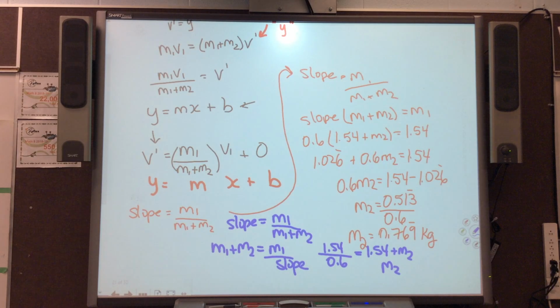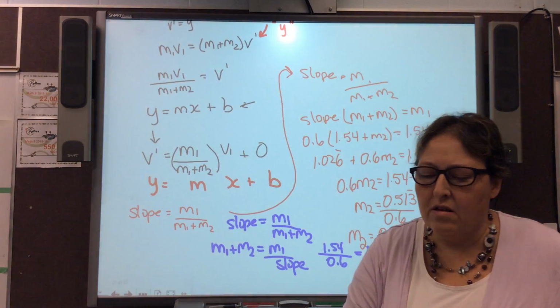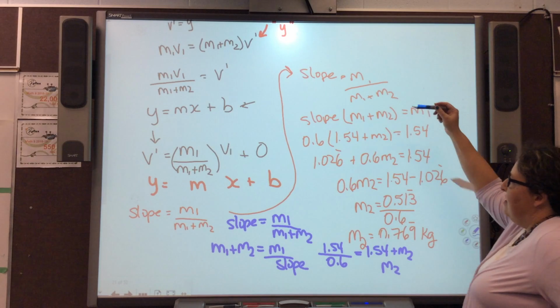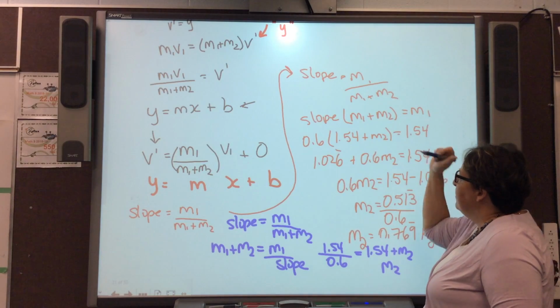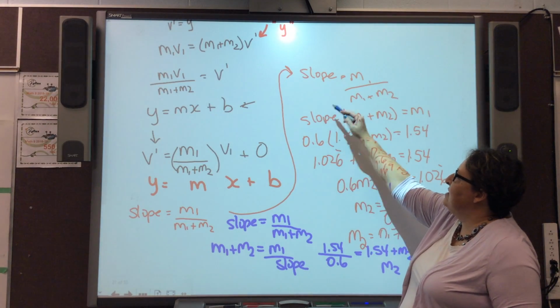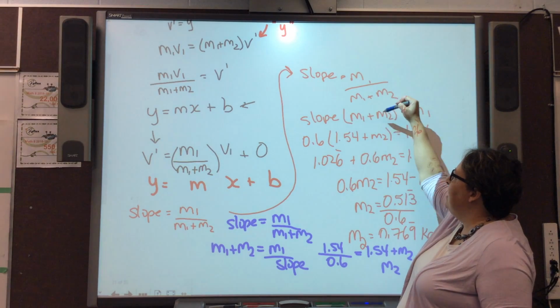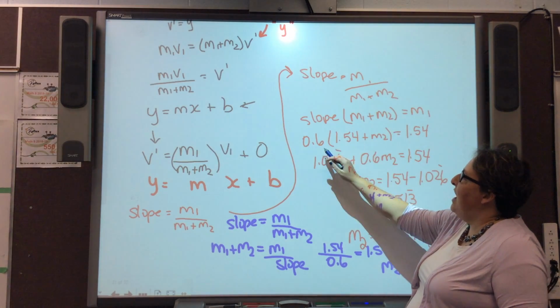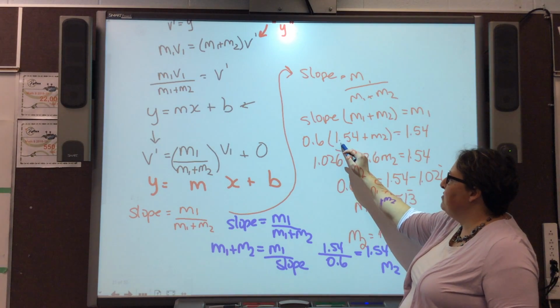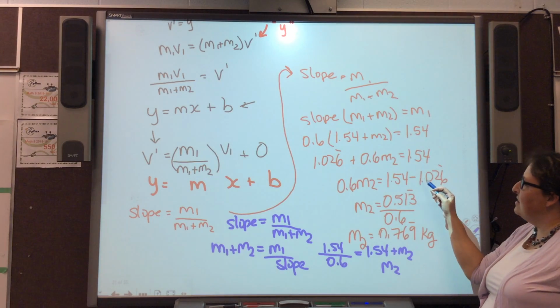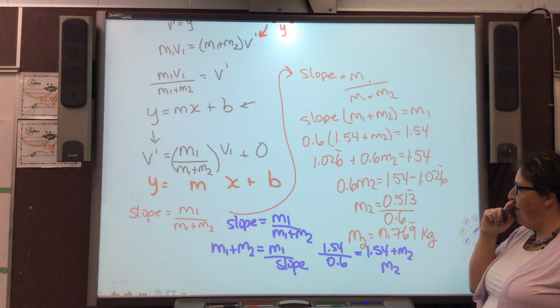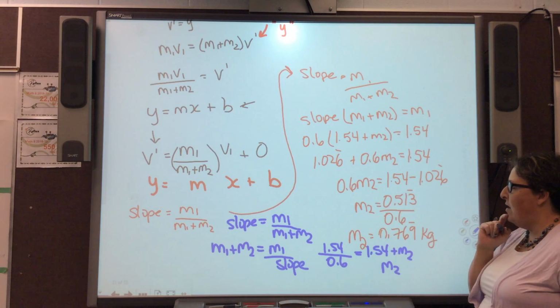Alright, so we get really close to the answer that I originally calculated, but if we do it the way they calculated it out, we don't get that answer at all. So here we did m1 is equal to slope times m1 plus m2. And so when you just do factoring, you have slope times m1 plus slope times m2. And our slope from the graph was 0.6. 0.6 times 1.54, and you subtract that value from 1.54 and then divide it by the 0.6 to break out m2.